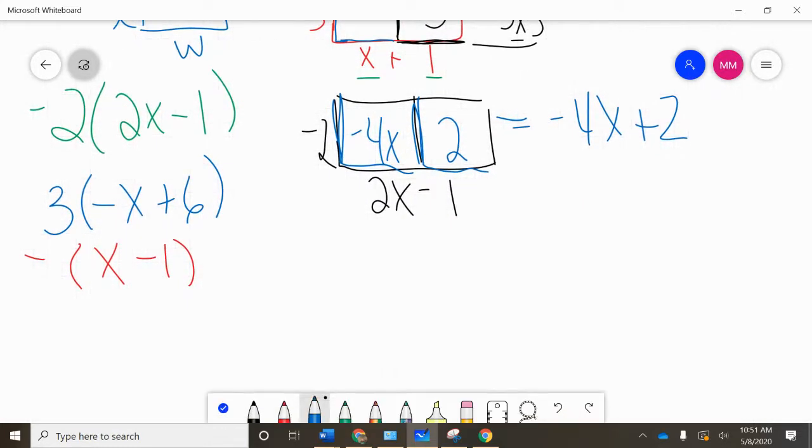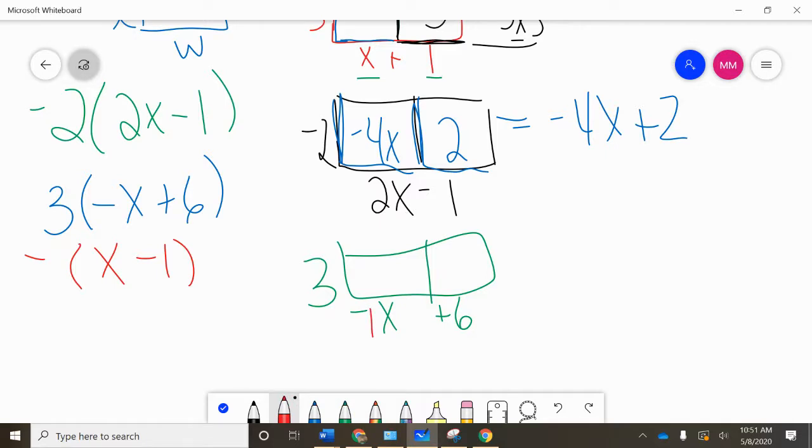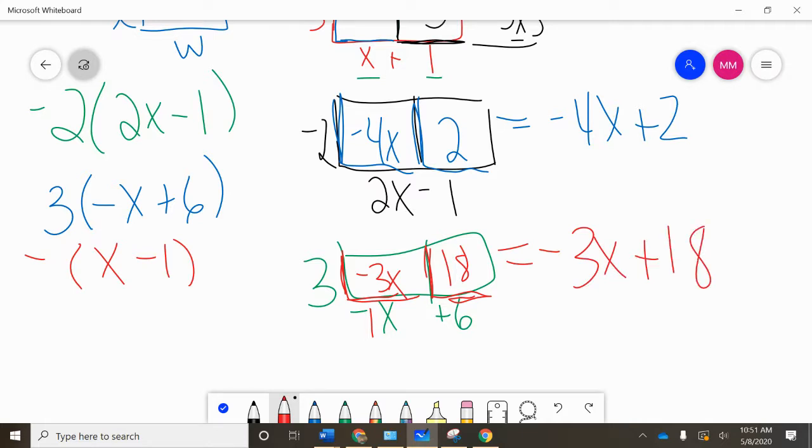I'm going to repeat the process now for the next one. Sorry for my bad squares. So 3 times -x, remember there's that ghost one there, gives us -3x because the length is 3. This is -1. Our next square, the length again is 3. This is 6, so it's 18. Add those together and our area is -3x plus 18.